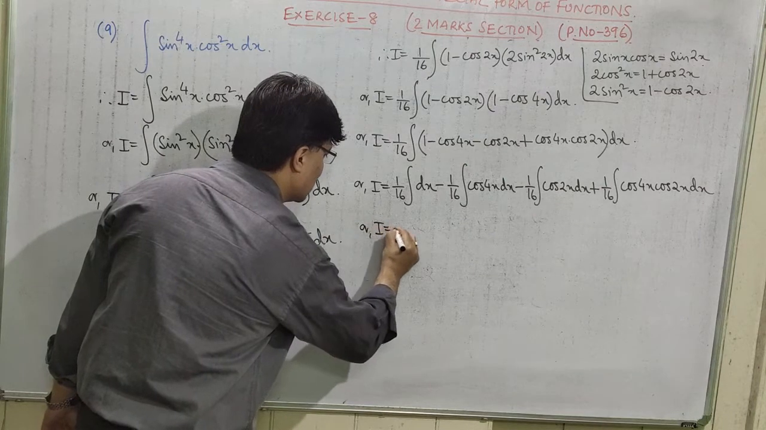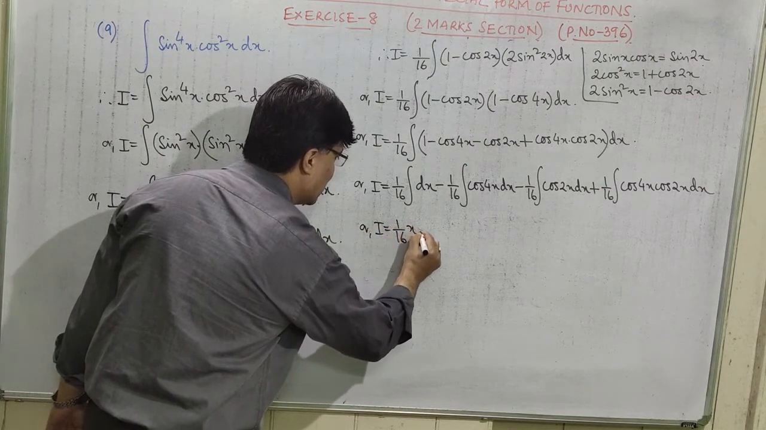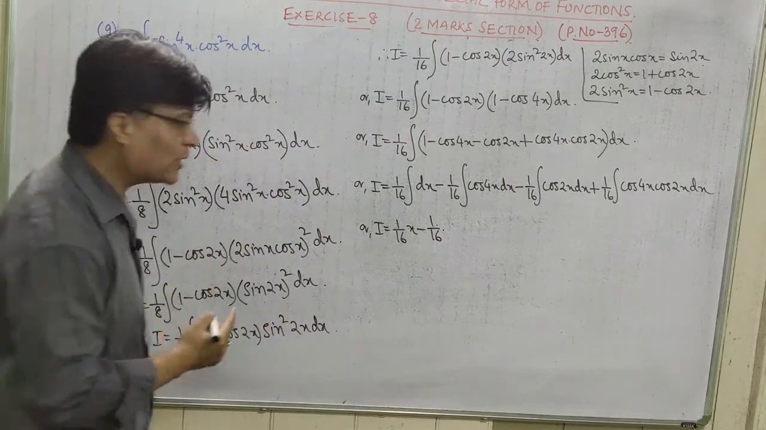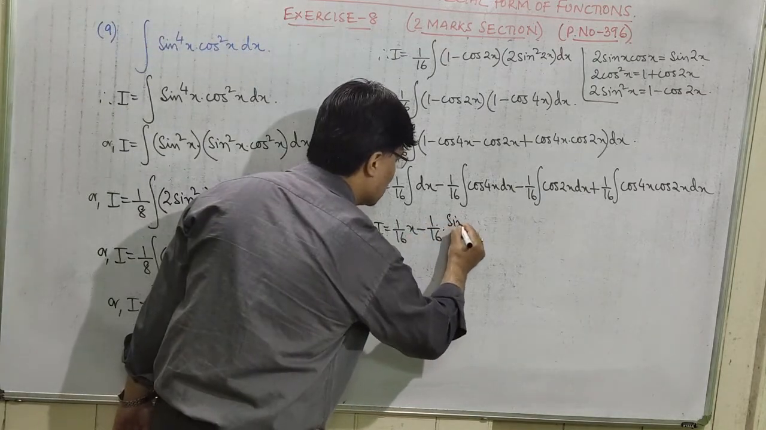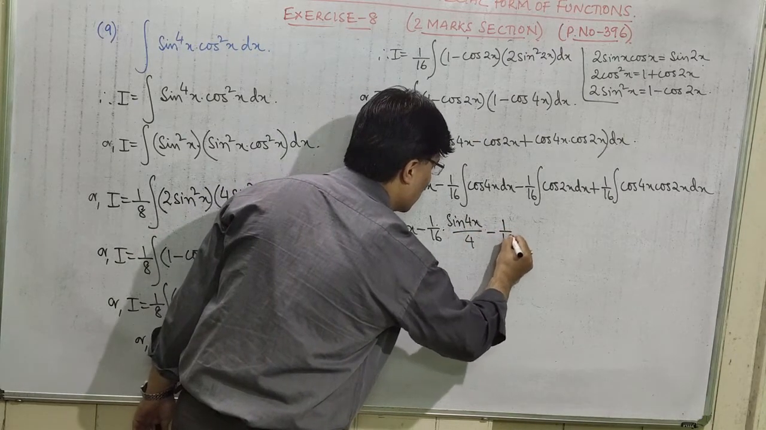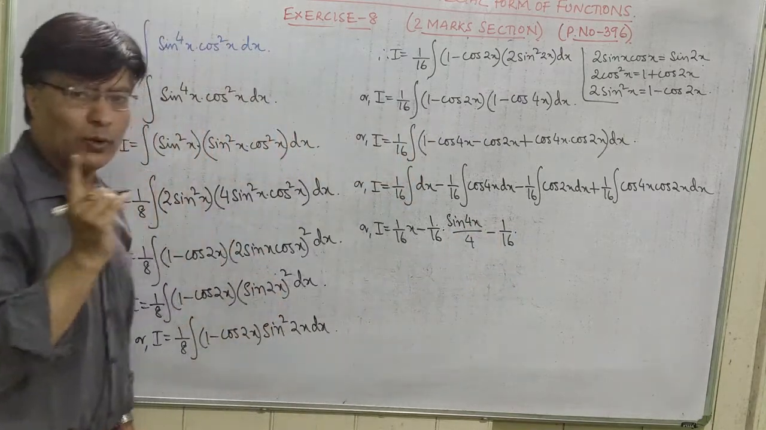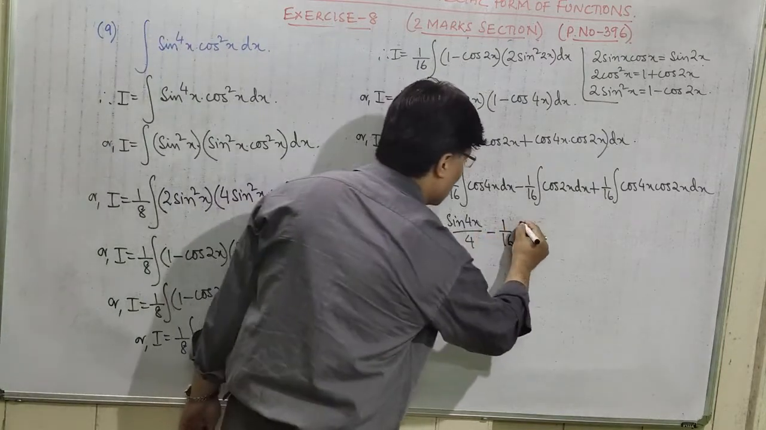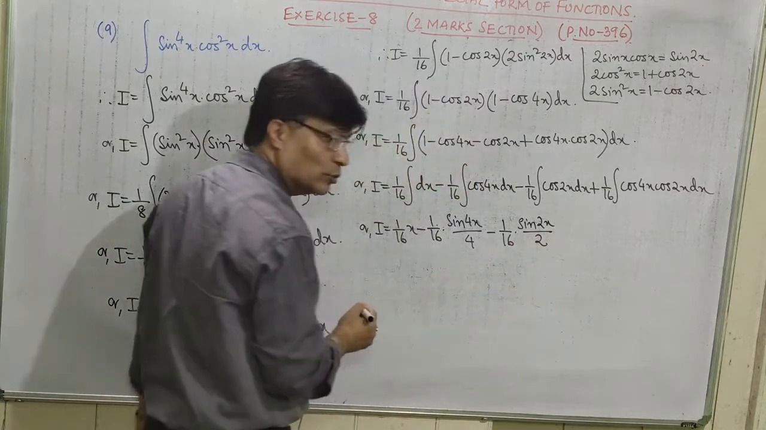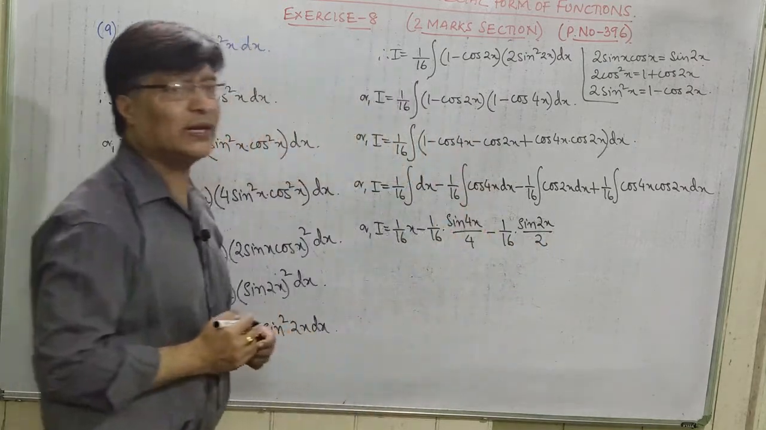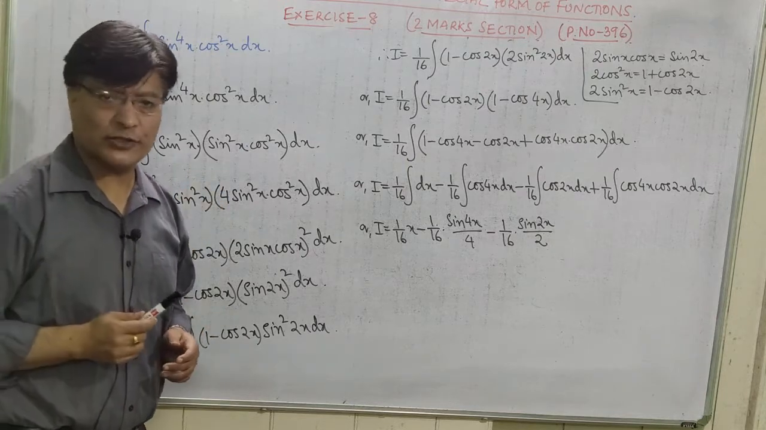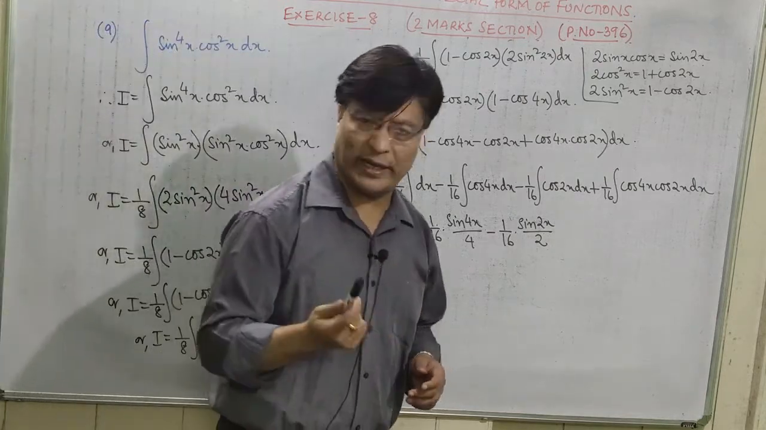Or I is equal to, this is 1 by 16 into x minus 1 by 16 into, what is integration of cos 4x? This is sine 4x upon 4, minus 1 by 16 into, what is integration of cos 2x? This is your sine 2x divided by 2. And what will you do with the last term? This is the product of 2 different functions, that is cos 4x cos 2x.